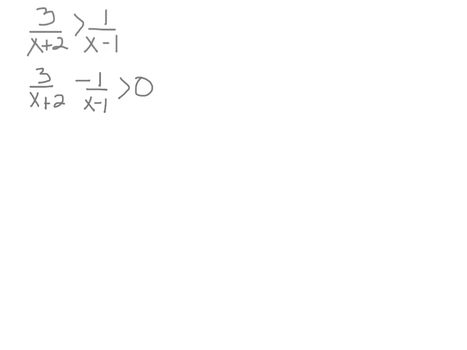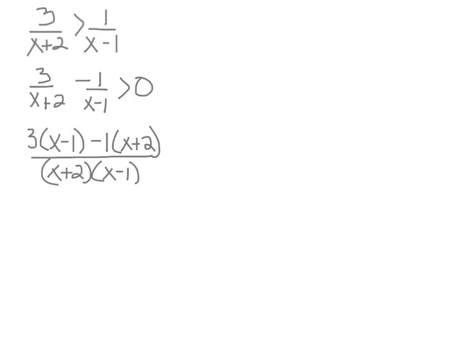And then to subtract these, we need a common denominator. So we're going to go with 3 times x minus 1 minus 1 times x plus 2, all over the common denominator of x plus 2 times x minus 1, greater than 0. If we distribute our 3 and our negative 1 and combine like terms, we have 3x minus 1x gives us 2x, and we have -3 and -2 is -5. So 2x minus 5 over x plus 2 times x minus 1.